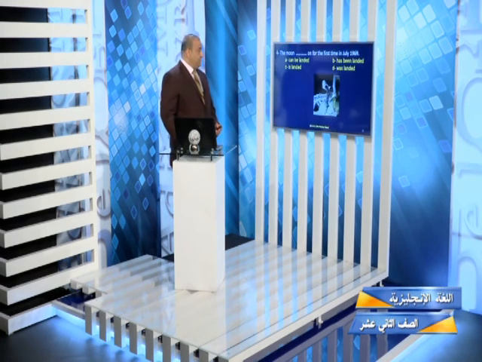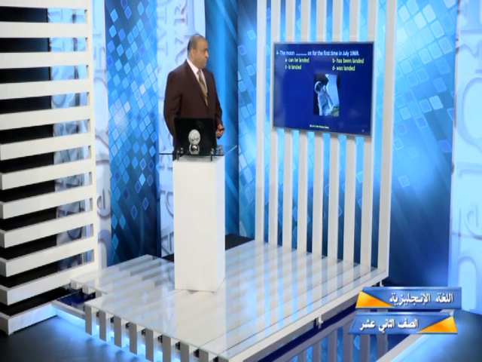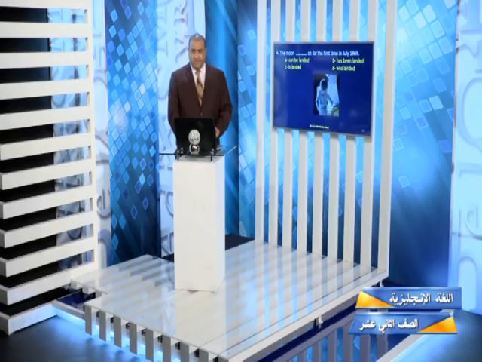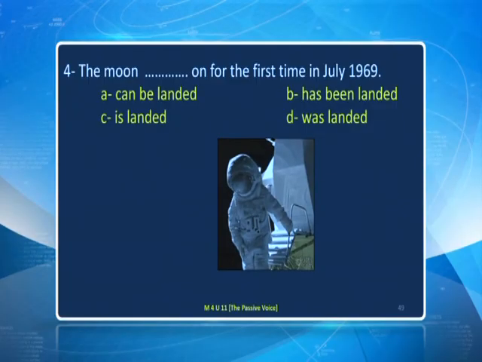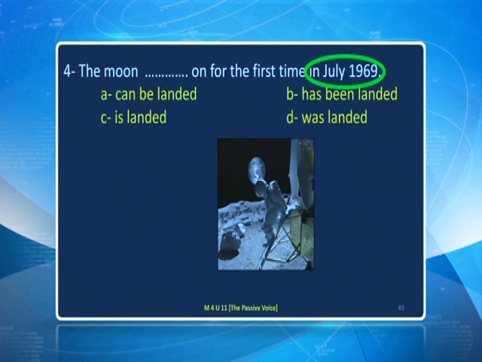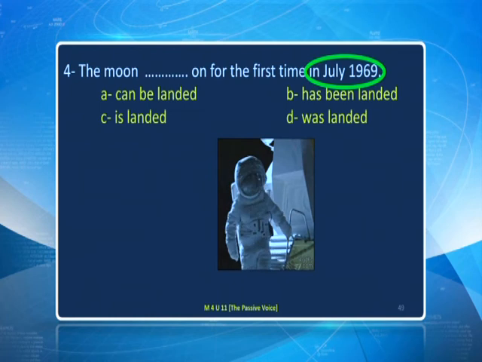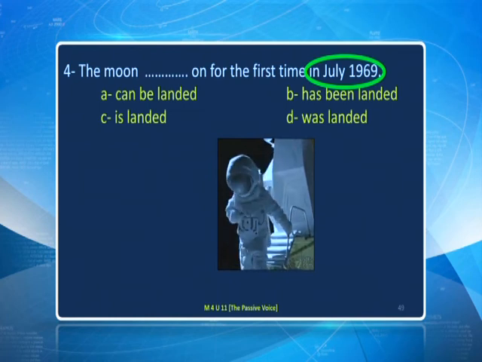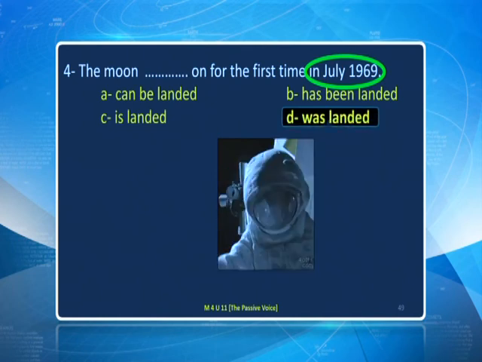Now let's move to the last example. The moon on for the first time in July 1969. If you want to look for the helping word in the sentence, it's July 1969, so we are using the simple past. We have to focus on the simple past here, so we have to forget about can be landed, is landed, has been landed. Our answer is was landed.